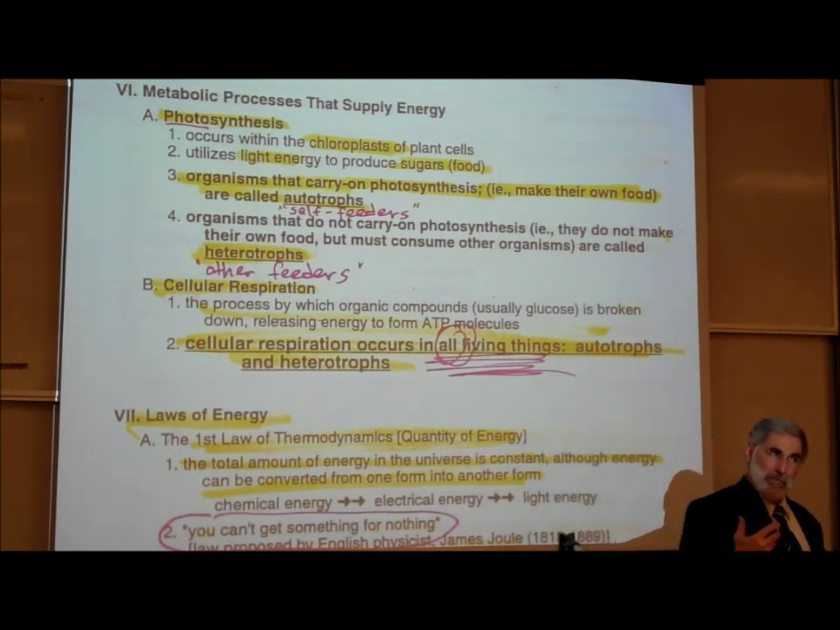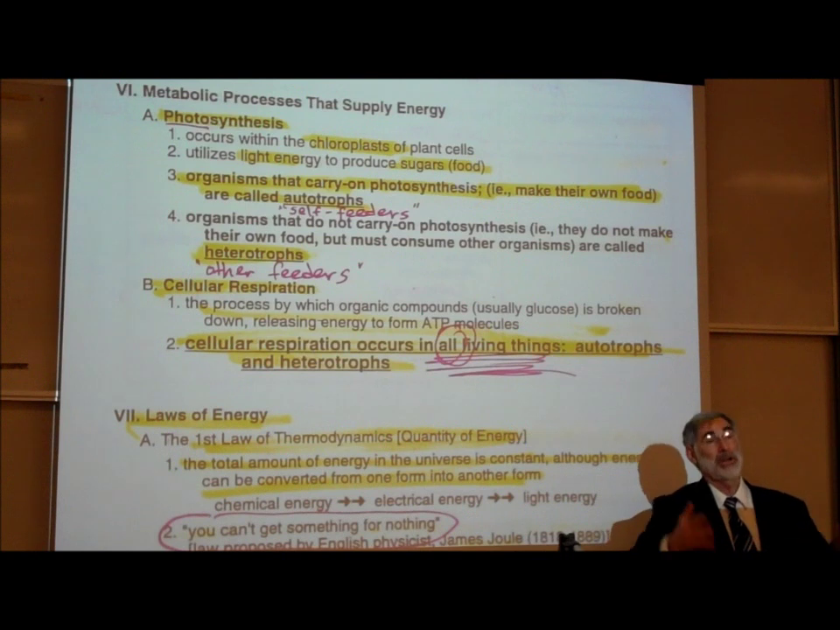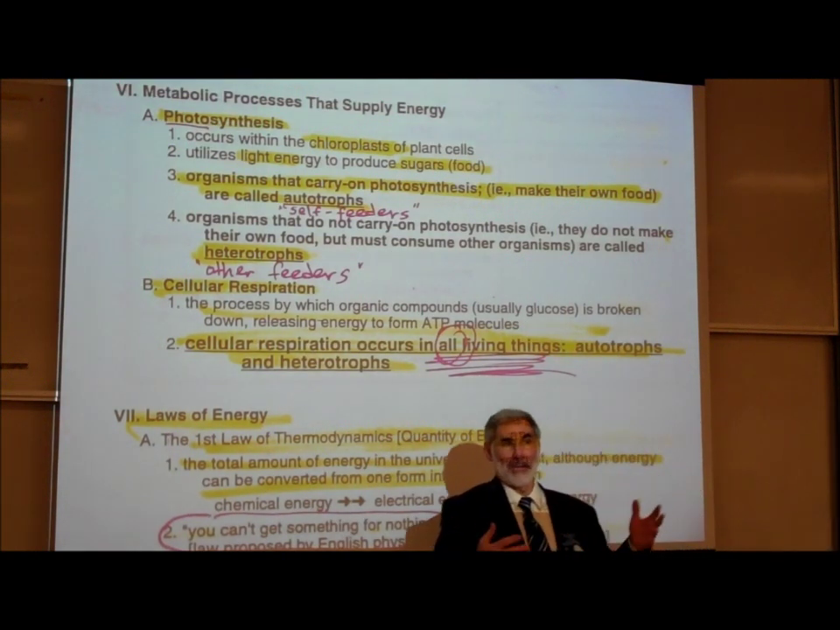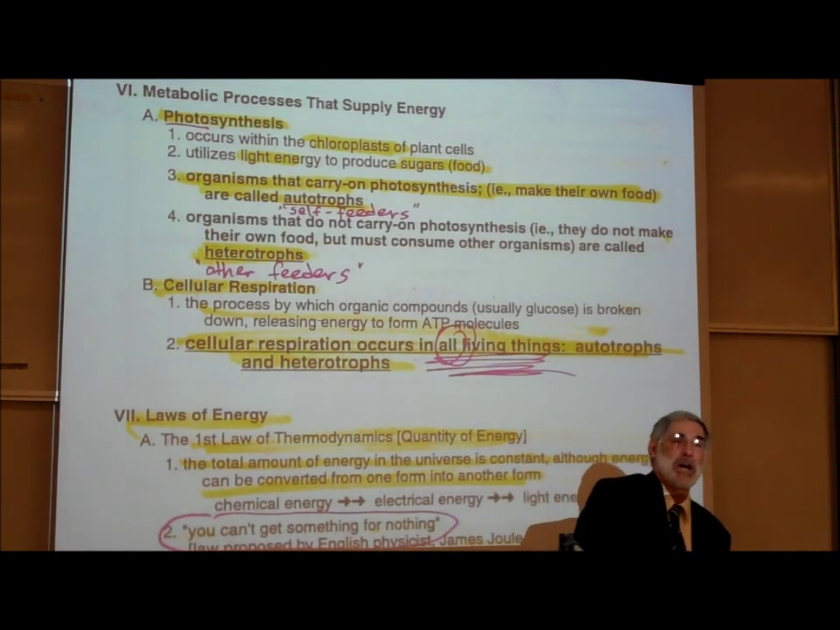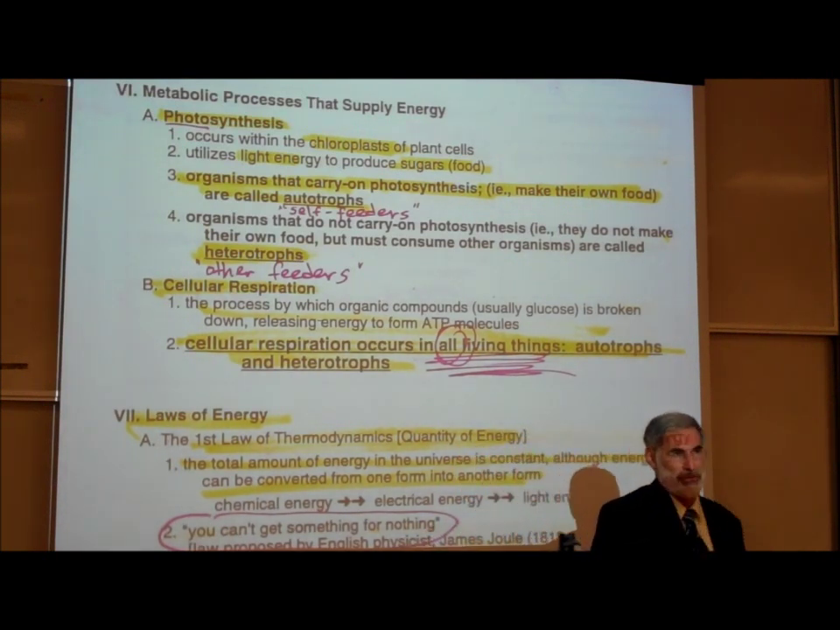One of the major distinctions between plants and animals, and obviously there are many, is how they obtain their food. Plants make their own food. They are autotrophs. Animals, including us, have to eat other things. We cannot make our own food. We are heterotrophs. We feed on other things.